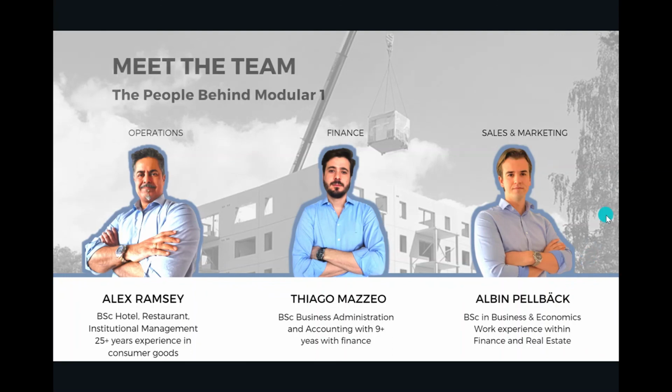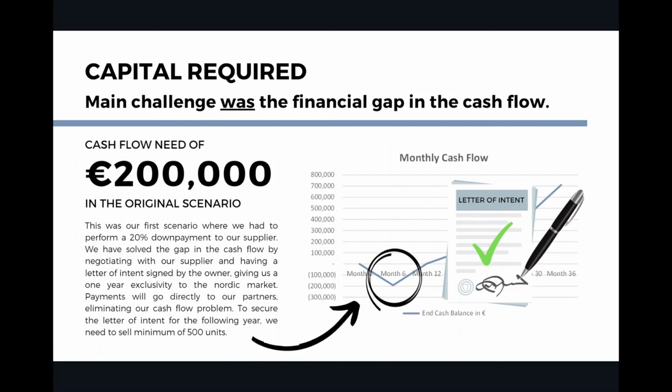So moving on to the next slide, we have the capital required, right? Both the book Get Backed and the instructions in this assignment recommended that we demonstrate how much money we wanted to raise, what we wanted the money for, and the intended sources we want to get money from. But this is kind of an unusual slide for us because we negotiated a special deal with our supplier, and we got a letter of intent. This letter provided us exclusivity in sales here in the Nordic region, and it also eliminated the cash flow problem that we had initially.